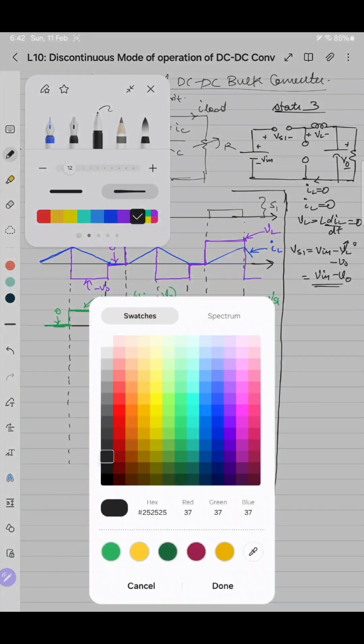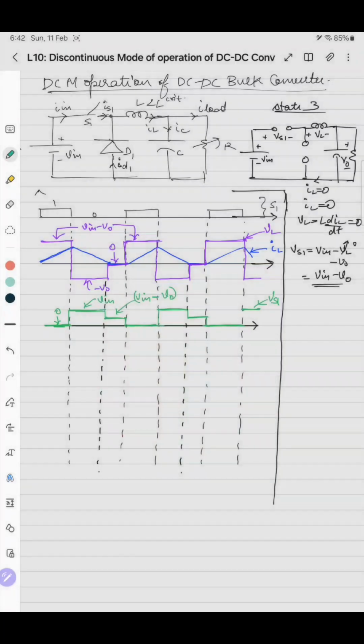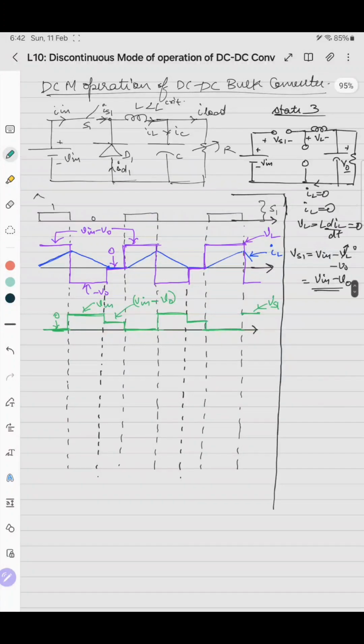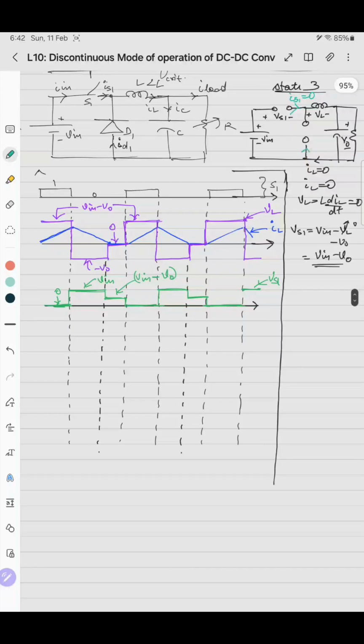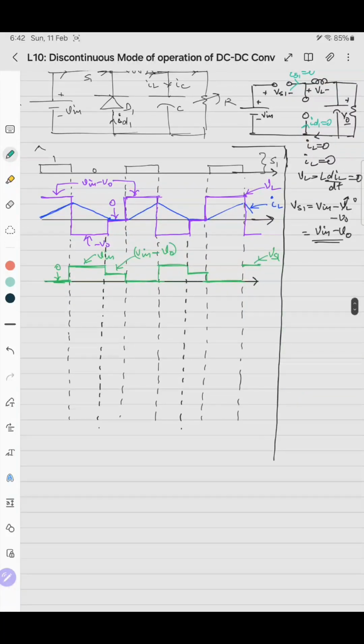Now we will draw the current through the switch. In the third state, IS1 will be 0, IL1 is also 0, ID1 is also 0.